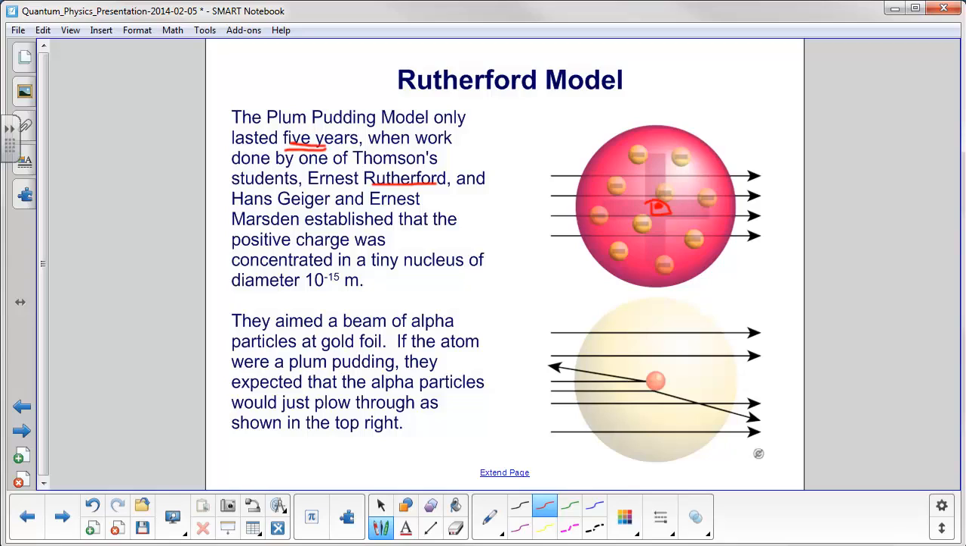The way they found this out is they aimed a beam of alpha particles at a piece of gold foil. If the atom were a plum pudding and this positive charge here was dispersed throughout it, they would expect that these heavy alpha particles would just plow right through it and come out the other side. Just like this model right here. You can see the alpha particles. This is what was expected. They would just go right through and be measured on the other side.